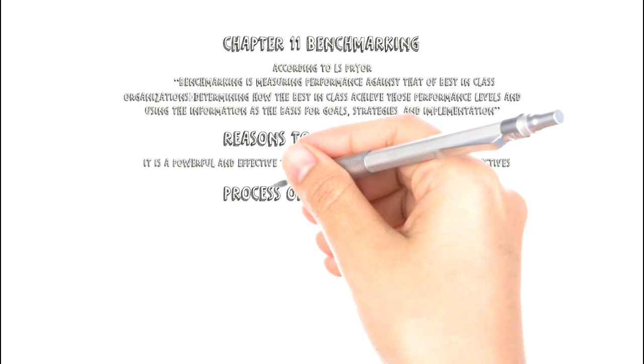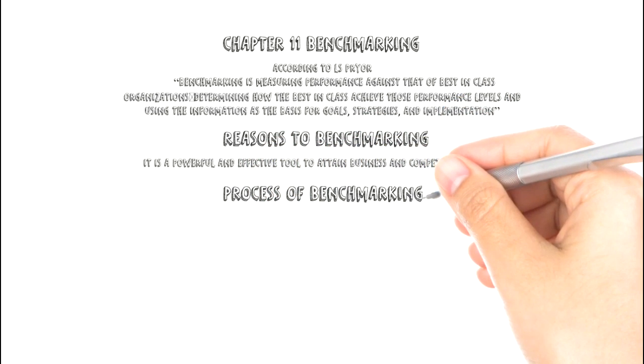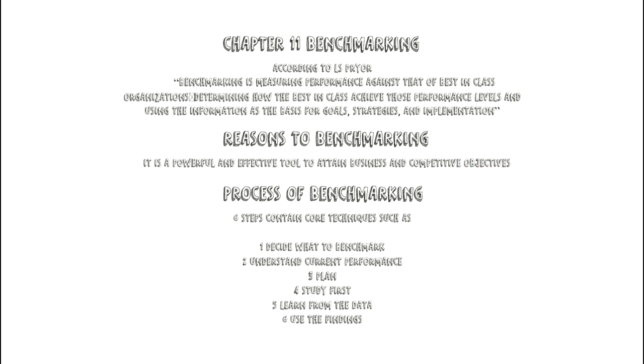So what is the process of benchmarking? There are 6 steps containing core techniques. Number 1, decide what to benchmark. Number 2, understand current performance. Number 3 is plan. Number 4, study others. Number 5, learn from the data. And number 6 is use the findings. Selecting what to benchmark. In other words, when deciding what to benchmark, it is good to start by thinking about vision, mission, and critical success factors.